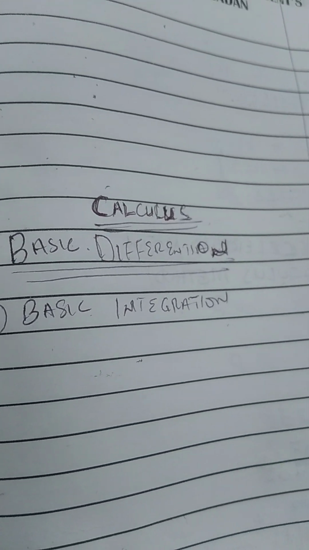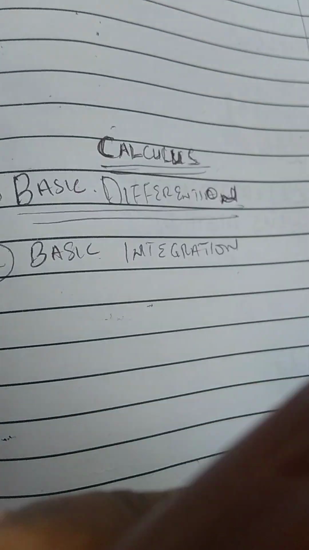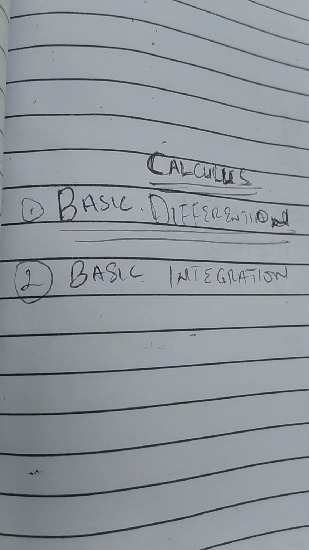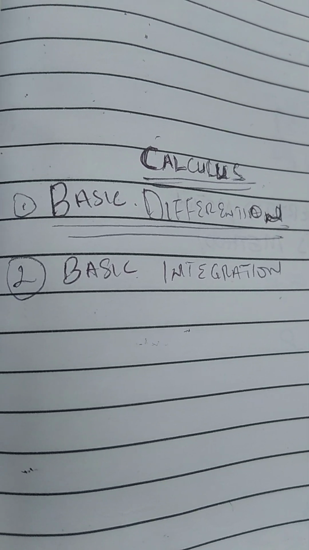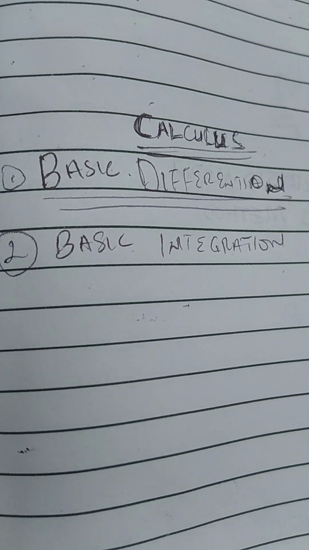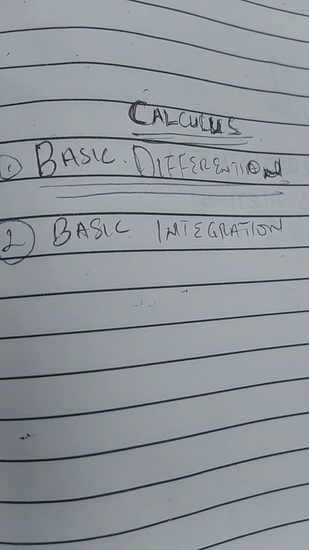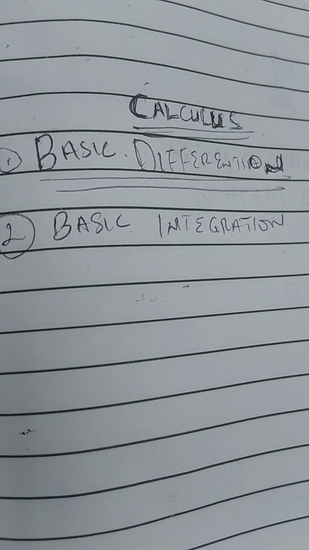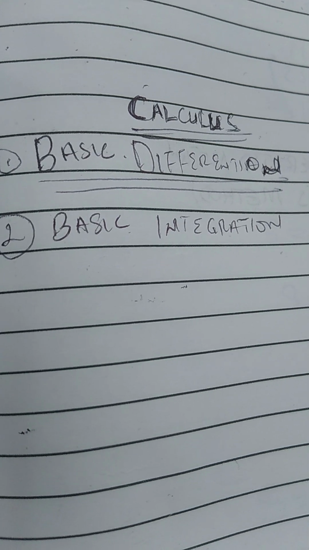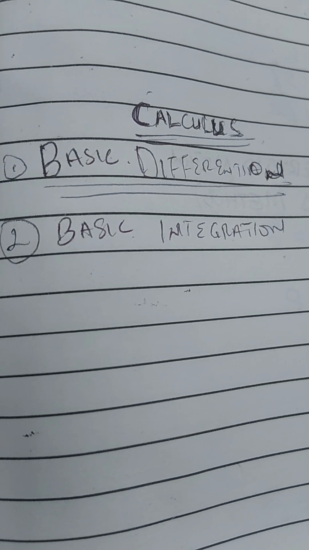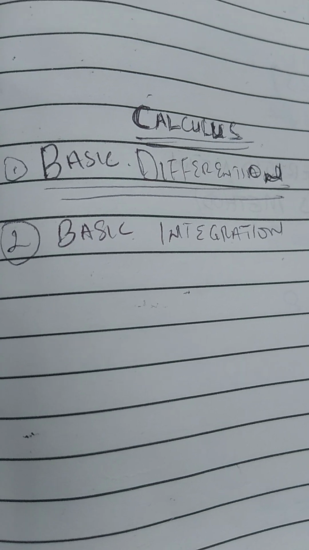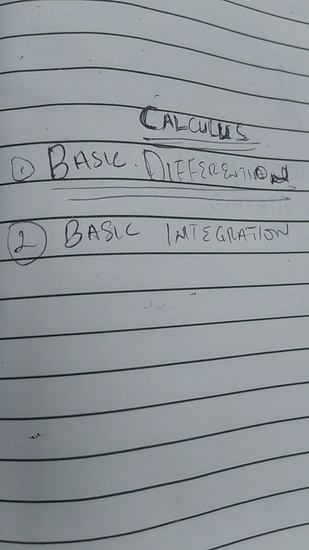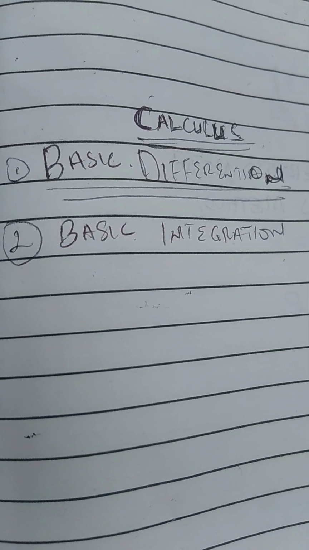Today, I want to call our attention to two important aspects of calculus. The first one is basic differentiation. The second one is basic integration. The reason why I'm introducing these two aspects of calculus is that we are going to make use of the process of differentiation and integration in mechanics, especially in deriving the equation of uniformly accelerated motion in physics.